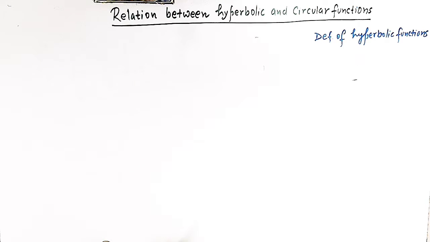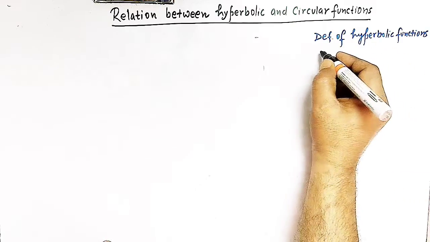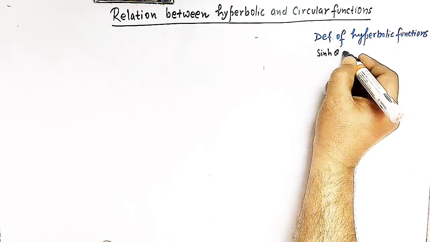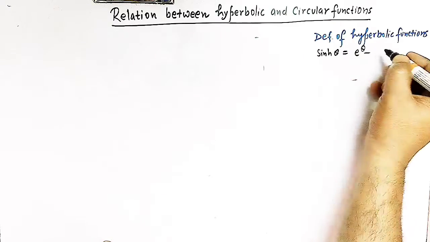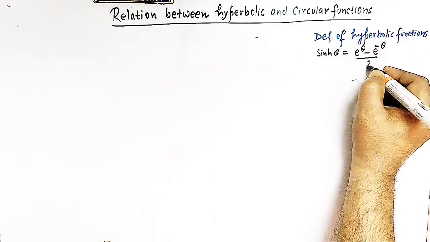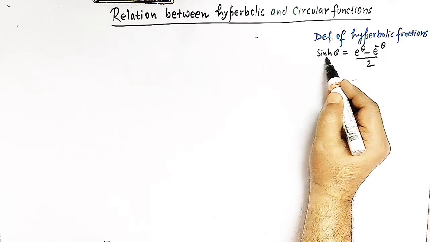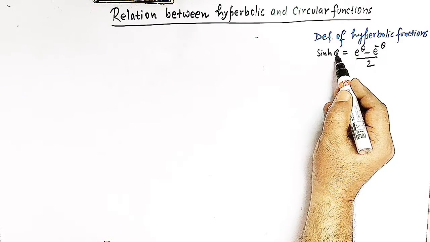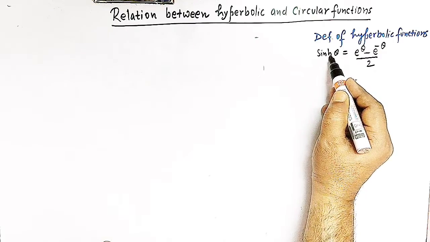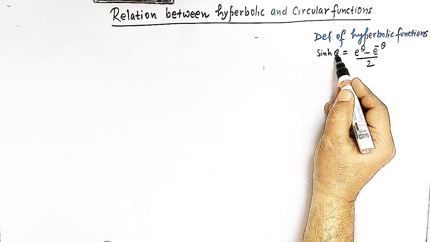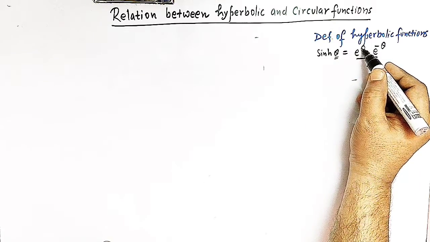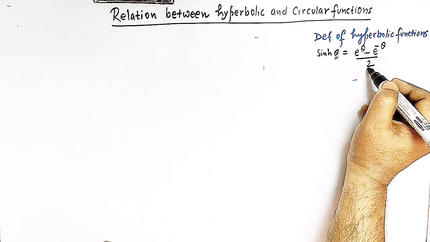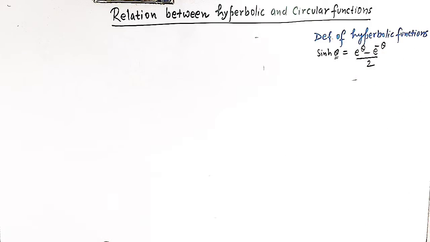So now let us first quickly define the hyperbolic functions. Now the hyperbolic sine of theta is defined as e raised to theta minus e raised to minus theta over 2, right? So this is the notation for hyperbolic sine of theta. So here we write sine and then we have h, and here we have theta, right? So hyperbolic sine of theta is defined as e raised to theta minus e raised to minus theta over 2, where theta is either a real number or a complex number.